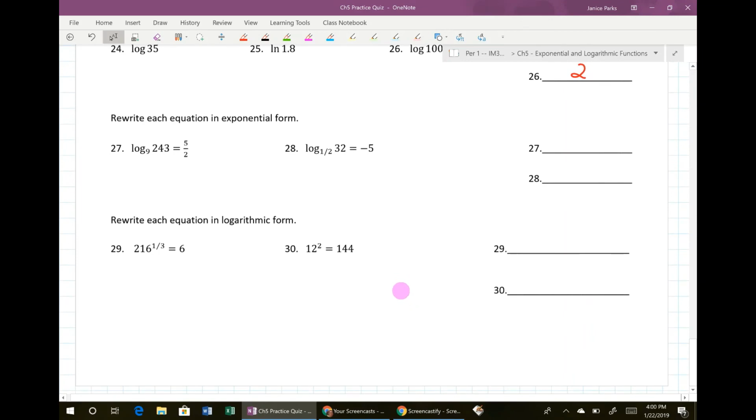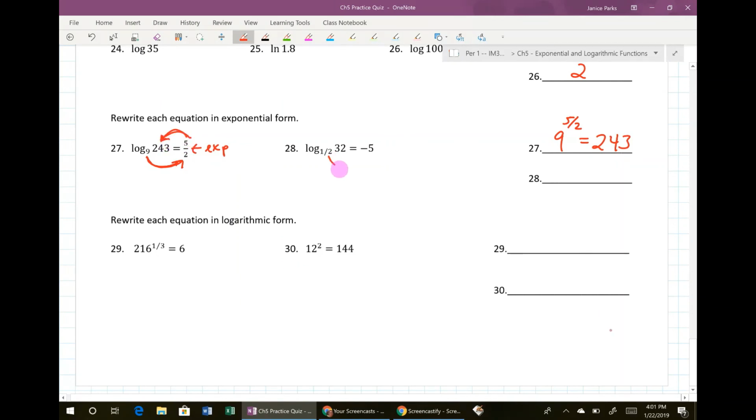For the last 4, you're just changing formats. You are not simplifying or changing anything else, just the format. So for number 27, you're going to have 9 to the 5/2 power, so raise that up to make sure it looks like an exponent, is equal to 243. Again, 9 is the base. That's the power. This one's the exponent. And then it's equal to 243.